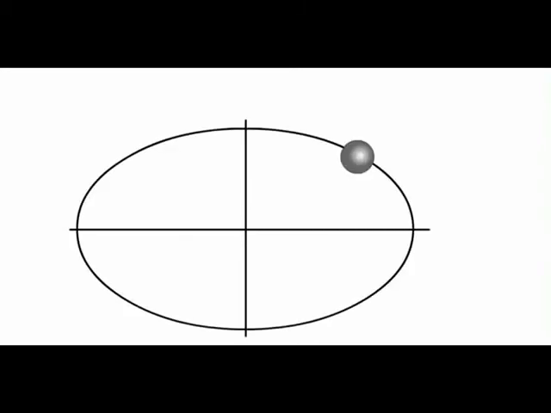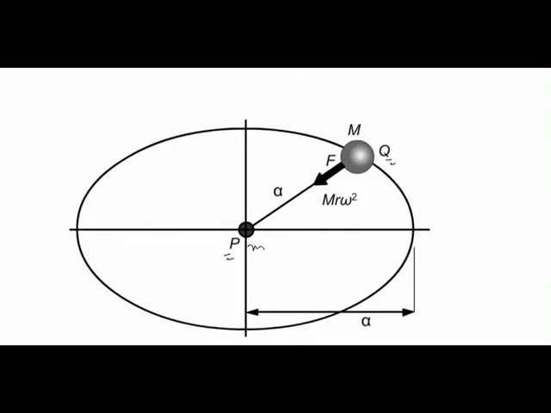So let's see the animation first. So here we have our binary system having object P with mass small m and object Q with mass capital M. Object P is moving around a circular orbit with angular velocity omega. So the centripetal acceleration of object P would be r into omega square, where r is the radius of the circular orbit around which object P is moving.